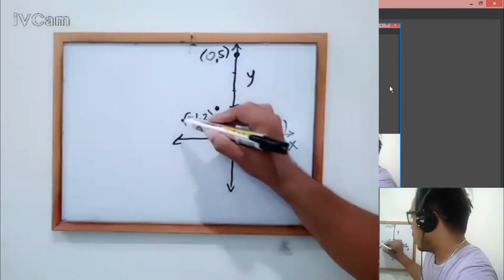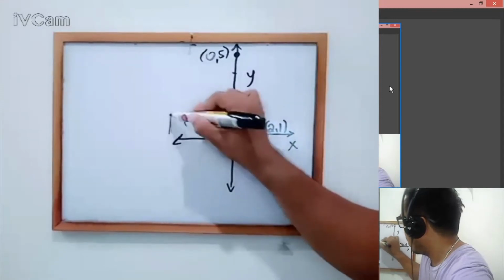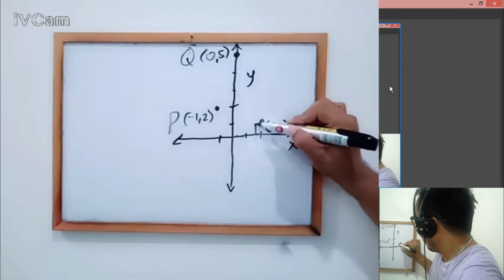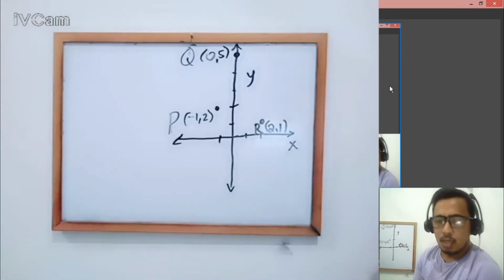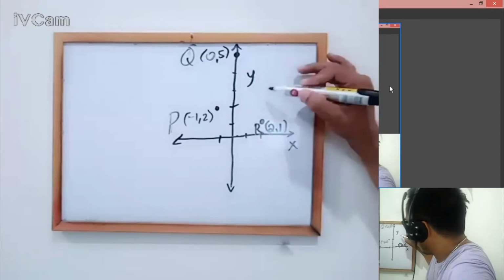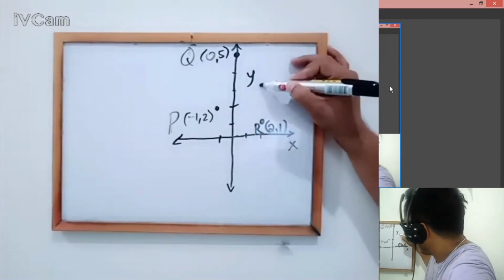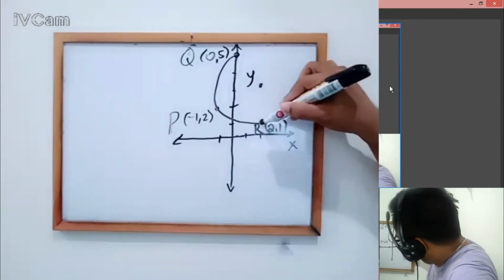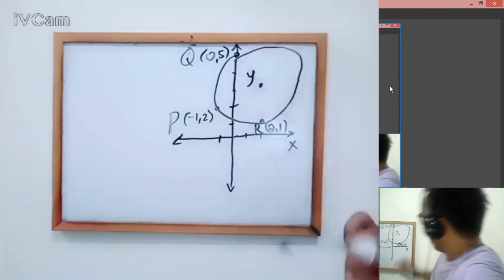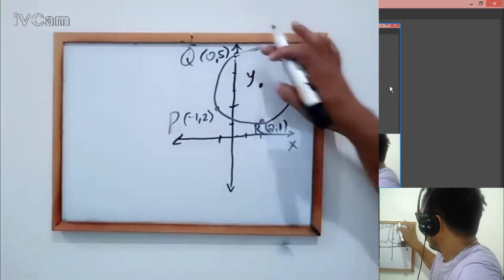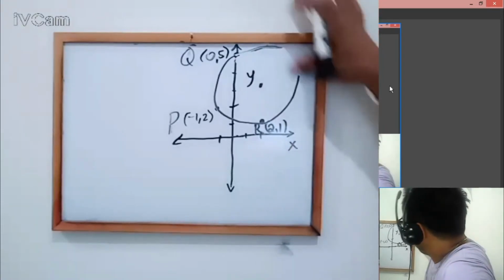We will be using here, say, P, Q, and R. Okay? So, these points are points in your circle. Maybe we will have our center somewhere here. So, if we plot the circle, it will look like this one. It is now your circle. Let's adjust.